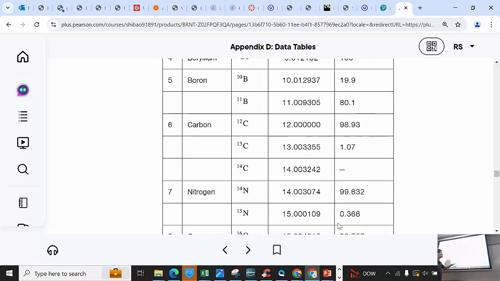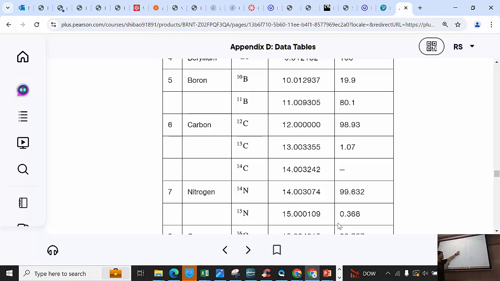Now let's take a look at carbon's entry here. Carbon 12 weighs what? That's a lot of sig figs. How many sig figs is that? Carbon 12 weighs 12.00000 U. How many sig figs is this? 8? It looks like 8, but 8's incorrect. How many sig figs is it? It's infinite. Why is it infinite sig figs for carbon 12? Because it's exact. It's by definition.